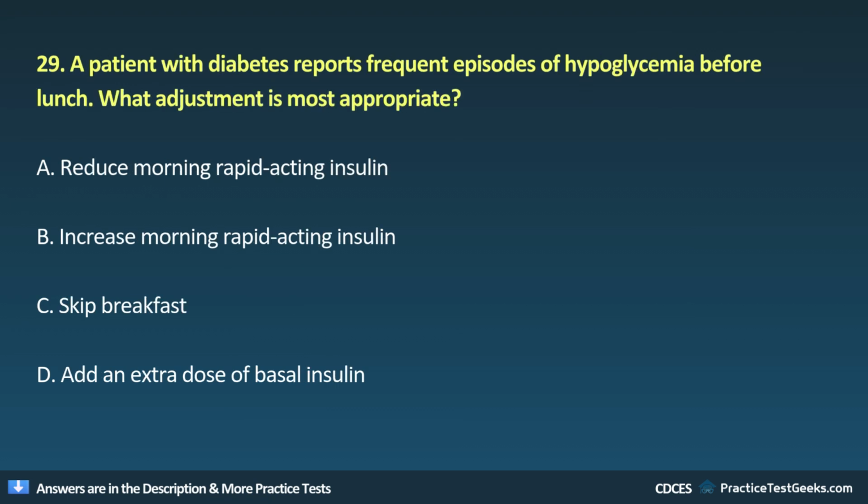29. A patient with diabetes reports frequent episodes of hypoglycemia before lunch. What adjustment is most appropriate? A. Reduce morning rapid-acting insulin. B. Increase morning rapid-acting insulin. C. Skip breakfast. D. Add an extra dose of basal insulin.